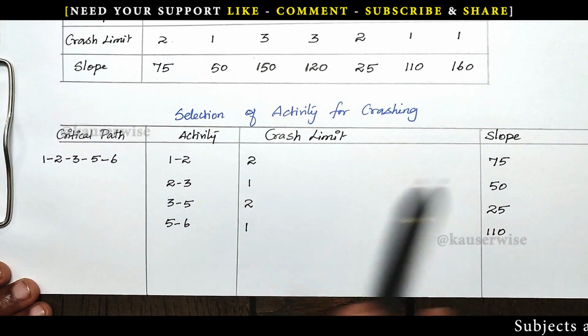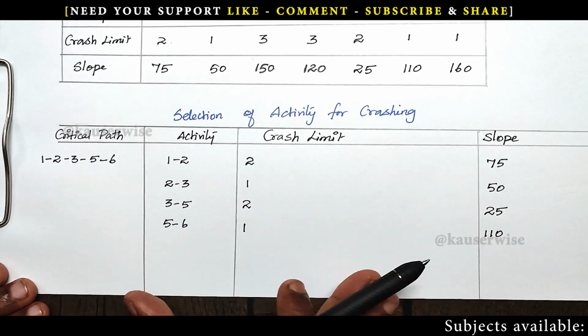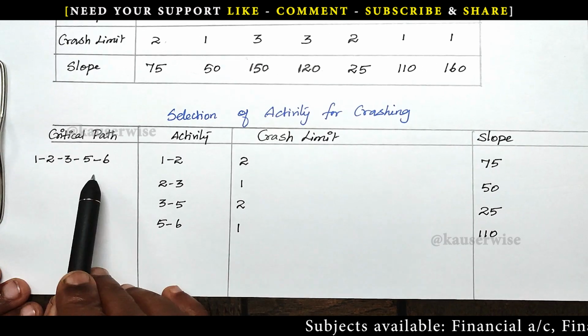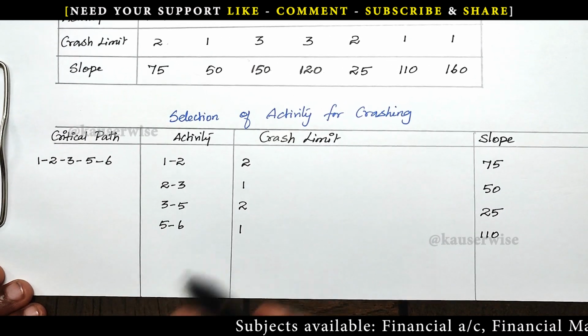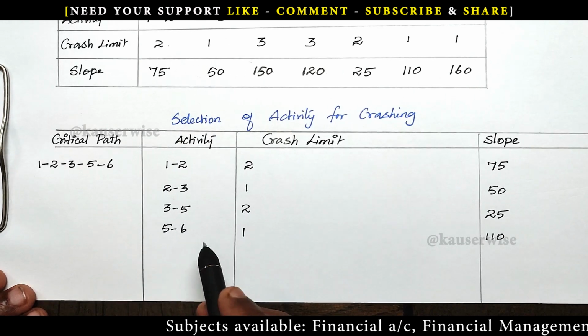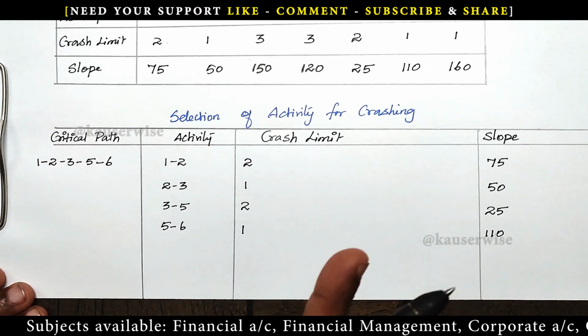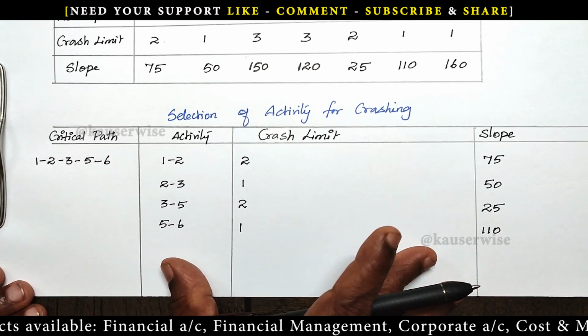For that, just take the critical path. According to our problem, we have only one critical path. Okay, you can proceed with that. Suppose you have more than one critical path, what to do? For that, I have already uploaded one video, crashing with two critical paths. The link is available in the description box.